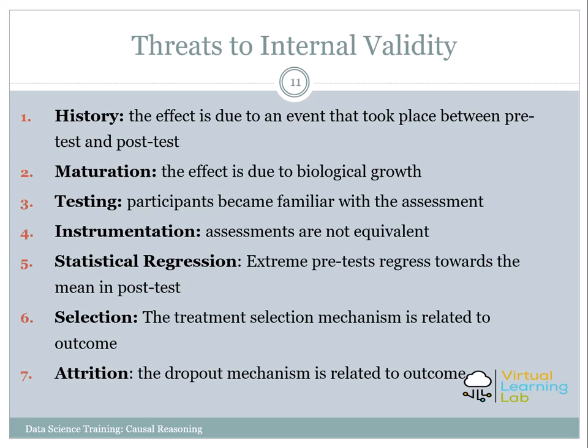Statistical regression has to do with regression to the mean. If you have some outliers in the pretest, particularly in one of the groups, such as the treatment group, there could be regression to the mean in the post-test. Selection is the most prevalent of these in terms of problems. It is when the selection mechanism is not random, and the reasons that individuals sign up for the treatment or participate in the treatment are also related to the outcome.